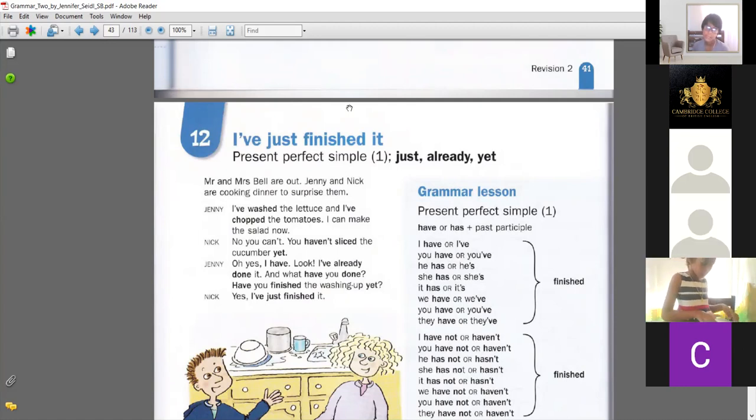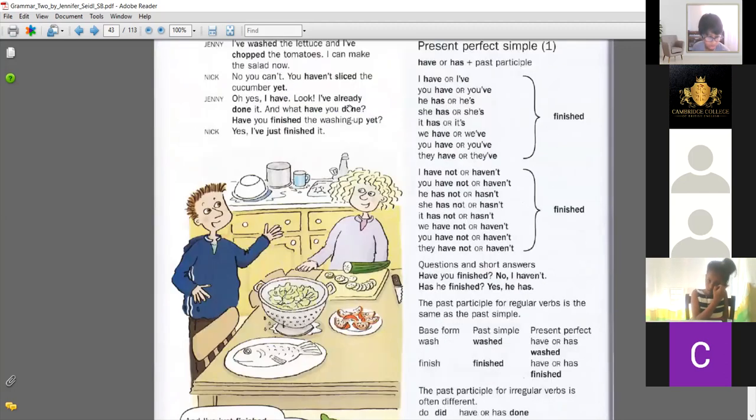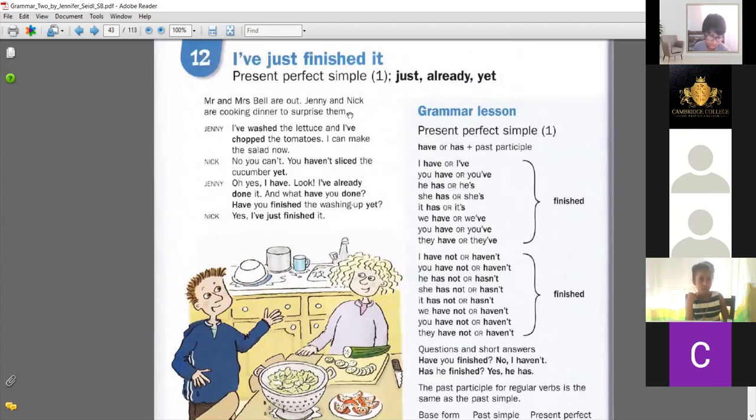I've washed the lettuce and I've chopped the tomatoes. I can make the salad now. No, you can't. You haven't sliced the cucumber yet. Oh, yes, I have. Look, I've already done it. And what have you done? Have you finished the washing up yet? Yes, I have. I've just finished it.